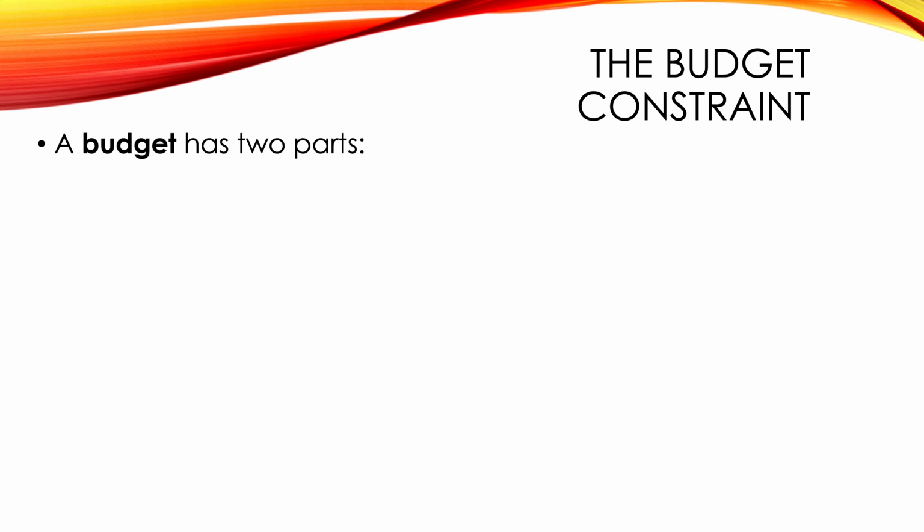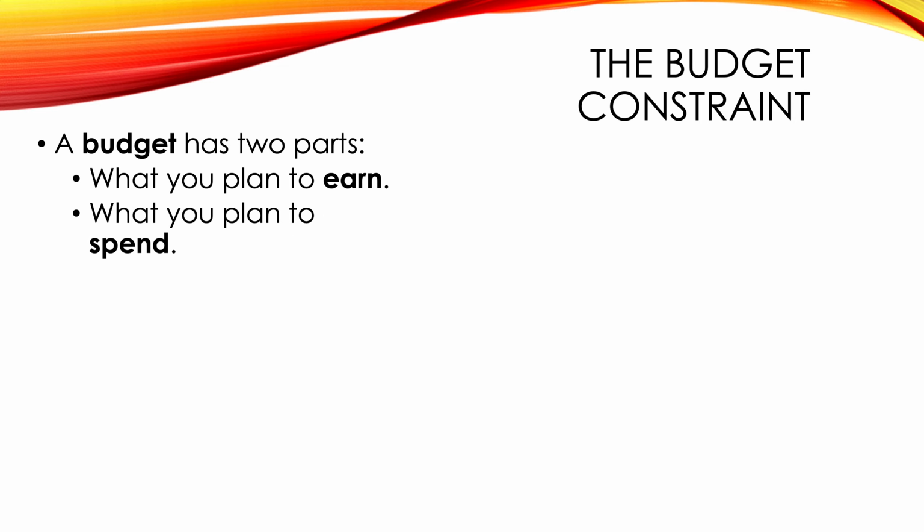It's what you plan to earn. So, right, how are you going to bring in money? How much money are you going to bring in? And the other part of a budget is what do you plan to spend, right? What are you going to spend your money on and how much money are you going to spend? So for the budget constraint discussion that we're about to have, let's ignore the earning part and simply look at the spending part. In other words, we're going to hold your earning as fixed for now. It's not going to change, but we're going to look at how you can choose to allocate your money.